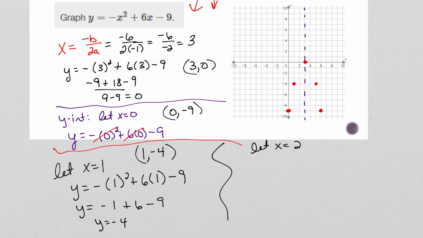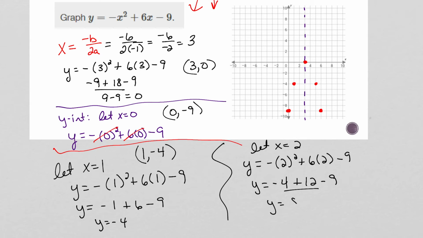So I'm going to put 2 in and do the math. All right, so 2 squared is 4. 4 times a negative is -4. Okay, so -4 plus 12 is 8, which is -1. So when x is 2, y is -1.